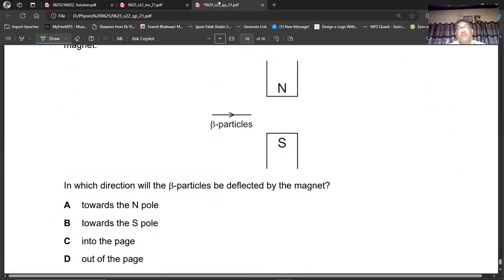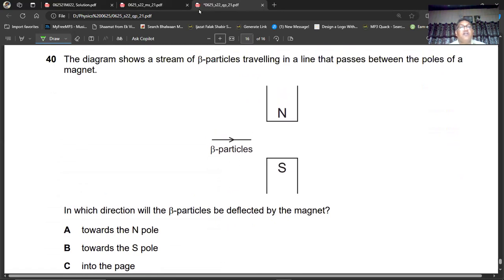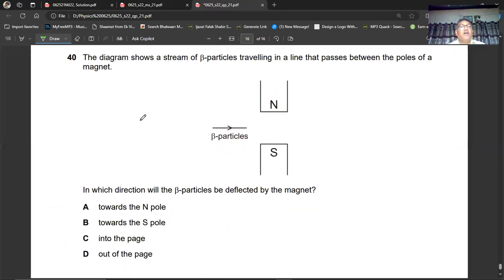Then we have the question number 40. The diagram shows a stream of beta particles traveling in a line that passes between the poles of a magnet. In which direction will the beta particles be deflected by the magnet? Remember, the beta particles are negatively charged. So I'm going to use the left-hand rule, but remember, the left-hand rule is not about the negative charges, it is about the positive charge, but I'm still going to apply the left-hand rule.